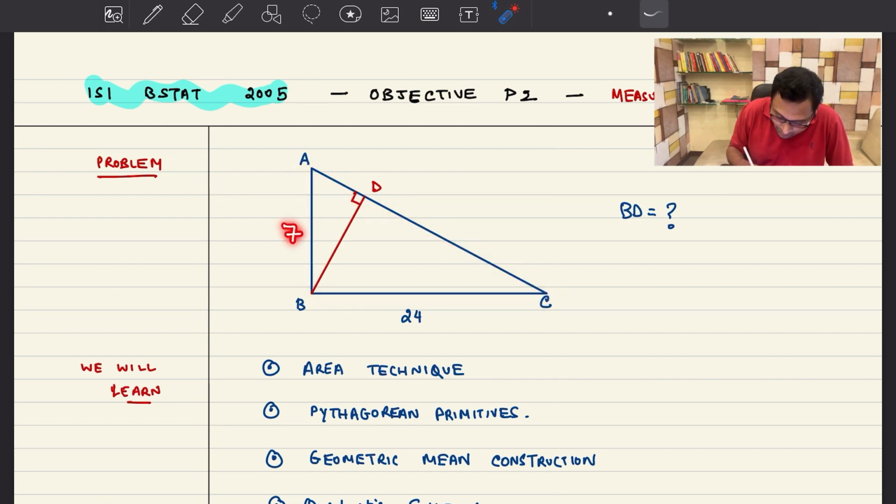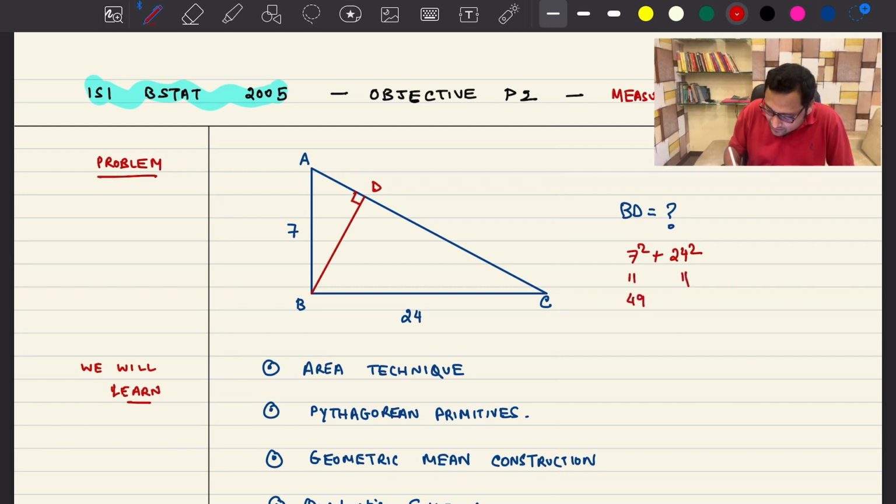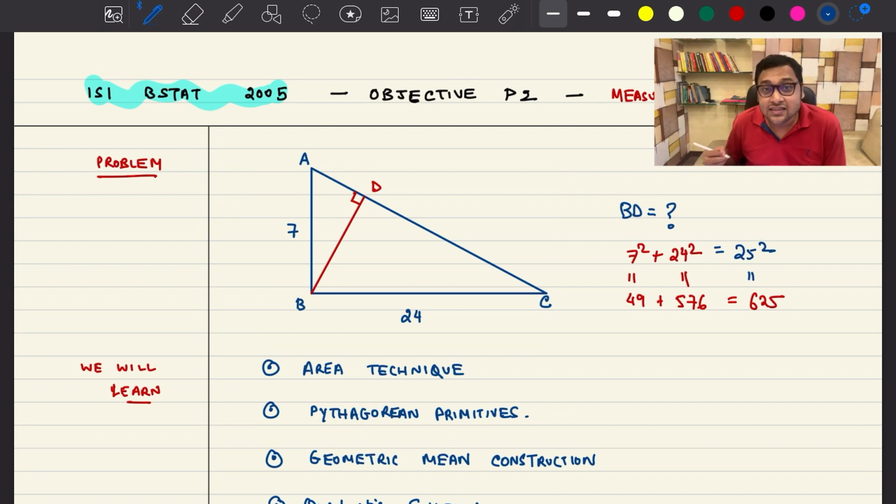This number is 7, this number is 24. So 7 square plus 24 square, this is 49 and this is 576, right? So if you add them up, you will get 625, which is the square of 25, right? So 7, 24, 25 is a Pythagorean primitive. And this side, AC, is 25.